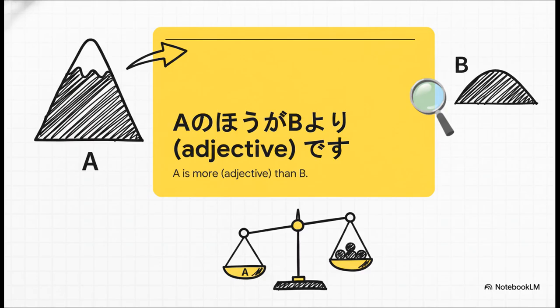So, to state the rule formally. A no hoga B yori, adjective desu. This translates very cleanly and directly to A is more adjective than B. It's a beautifully logical and consistent formula once you see it laid out.